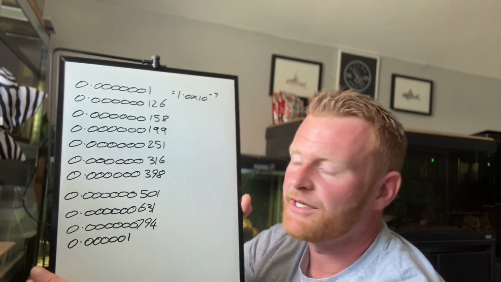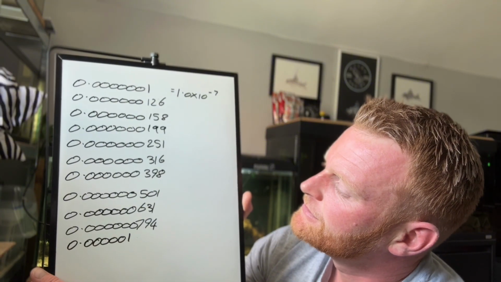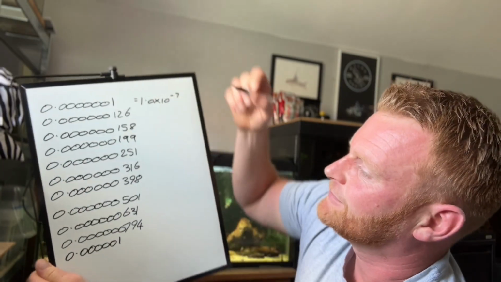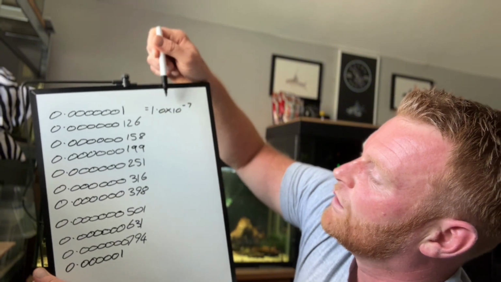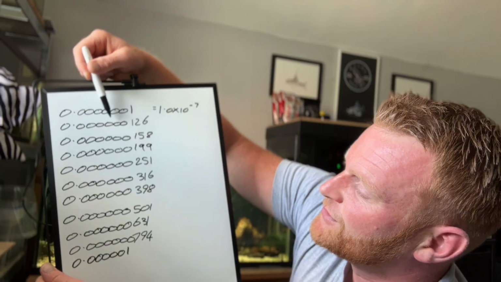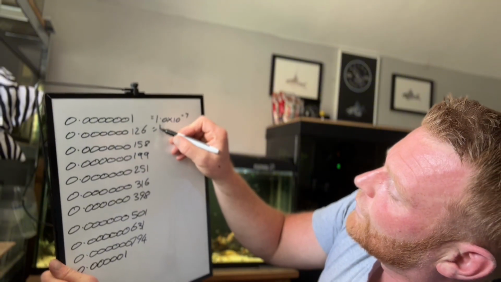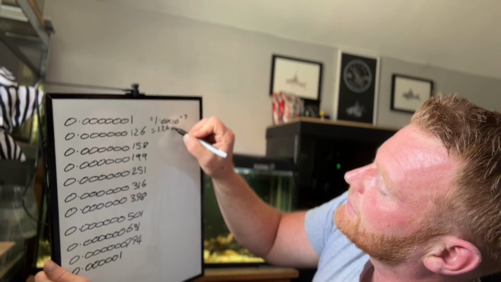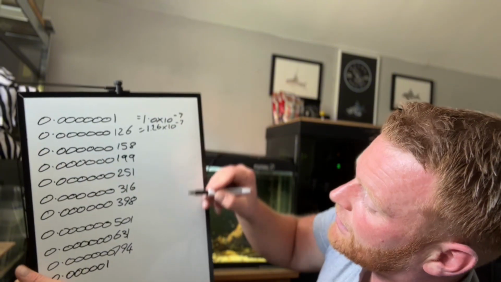Look at those numbers. What do they mean? They are numbers of hydrogen ions, and that is the measurement of moles per liter. All right? And that is what it is measured in, moles per liter. So 0.000001 is the same as 1 times 10 to the power negative 7. Okay? 0.0000126 is the same as 1.26 times 10 to the power negative 7. Right? And that will go on all the way down here.